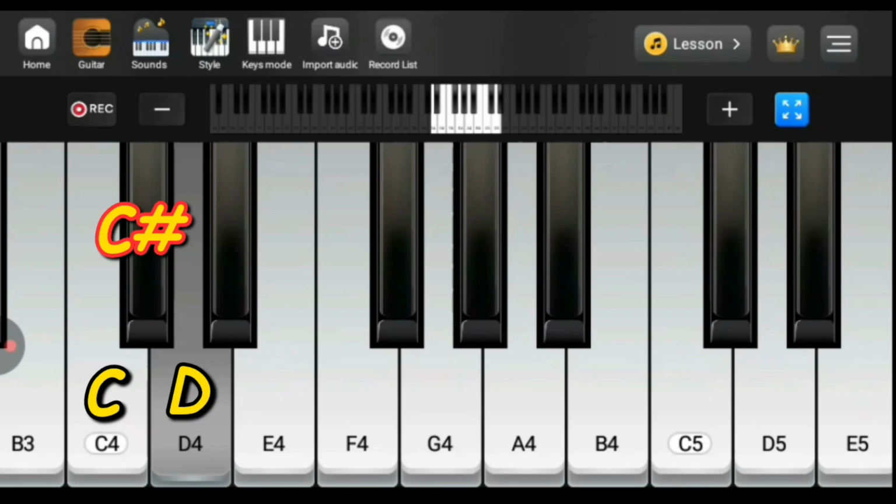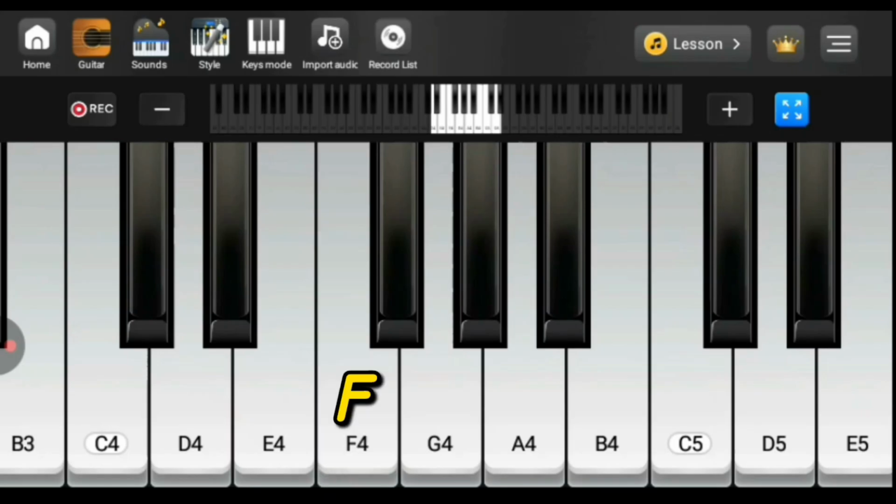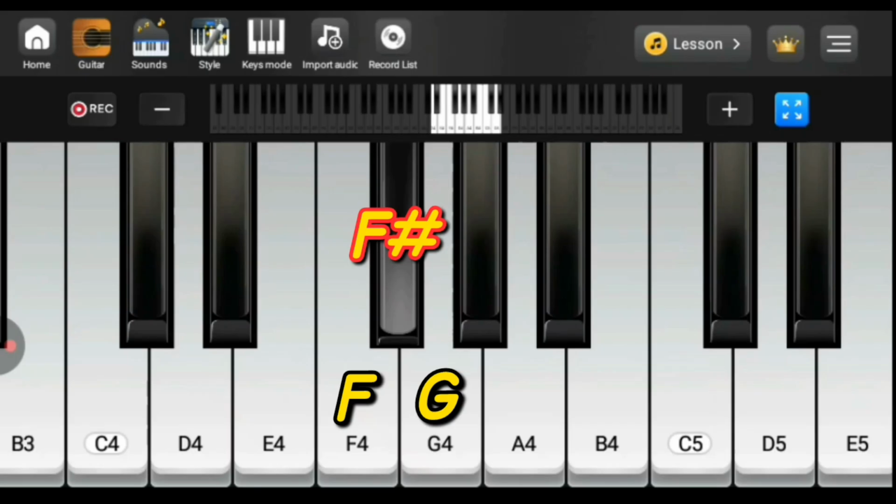Do you get it? This is our F. So from F to G is a whole step. And this is because there are two half steps combined together. From F to F sharp is a half step, one half step. From F sharp to G is another half step, the second half step. This gives you a whole step. So from F to G is a whole step.